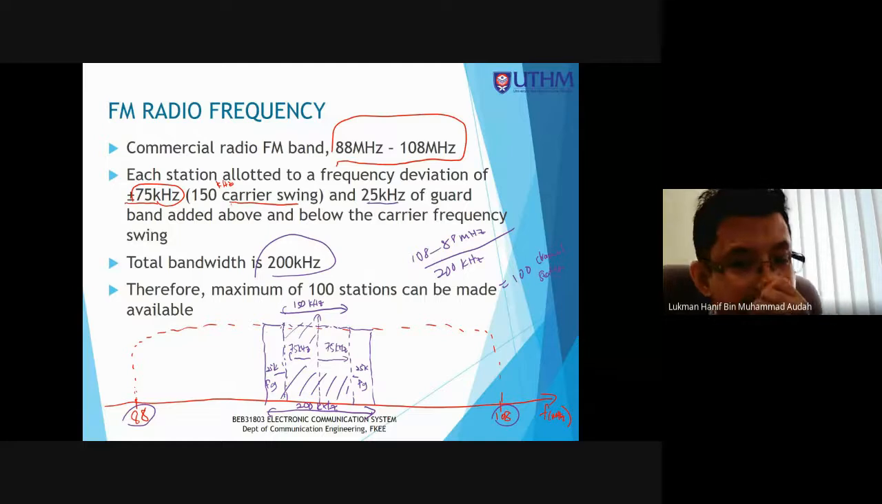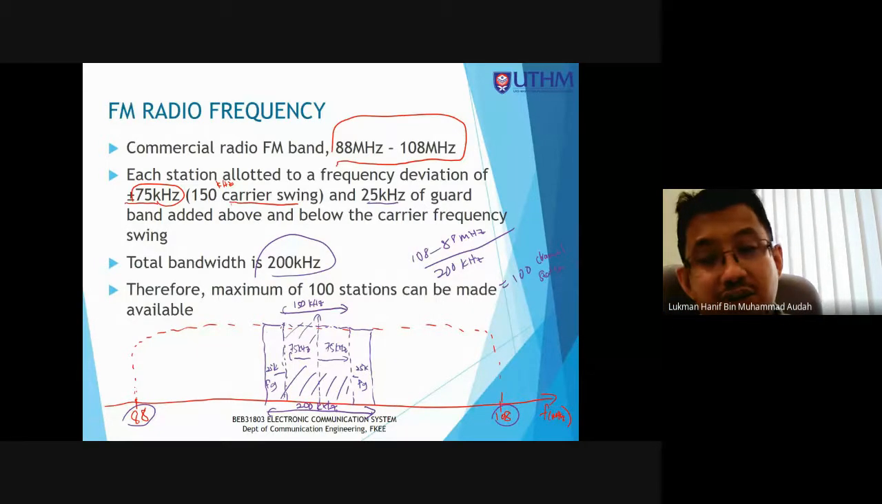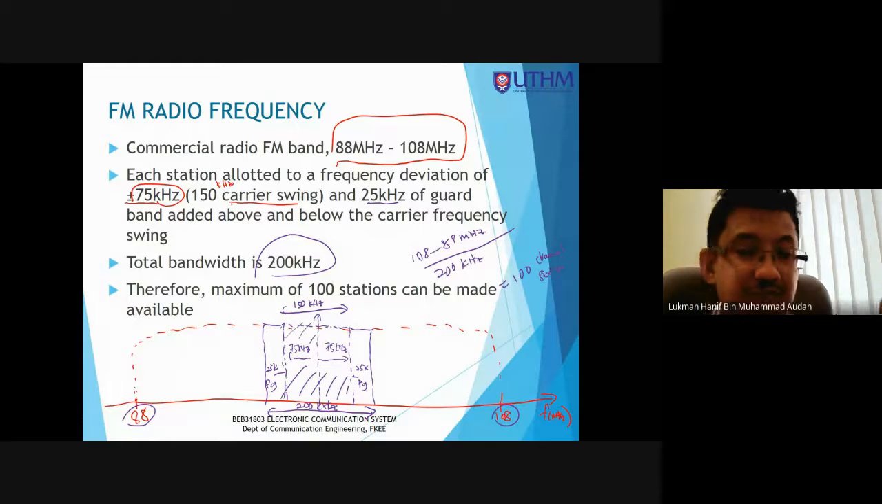Ini banyak kali ditanya dalam exam, soalan bonus. Okay, so we can allocate 100 radio stations or 100 channels within the FM band from 88 until 108 megahertz.